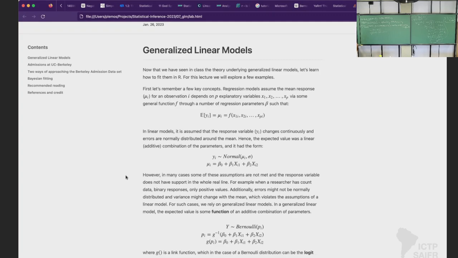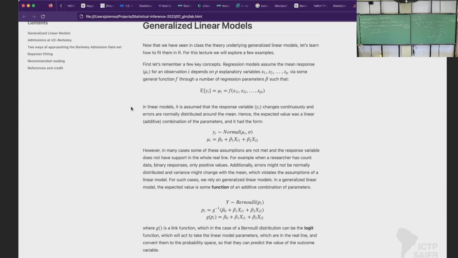Okay, so we're gonna fit data from the admissions at UC Berkeley, looking at whether or not there's a gender bias in this admission, and we're gonna do this using logistic regression and a Poisson regression, and then we're gonna do the same thing using a Bayesian fitting. So I think it is a bit long, but we'll see.